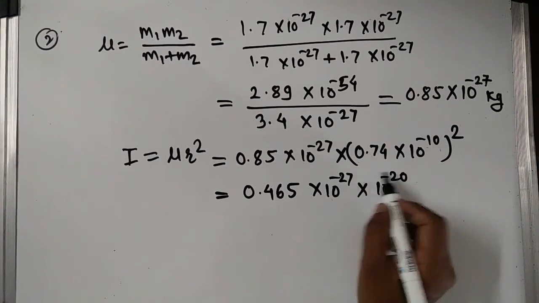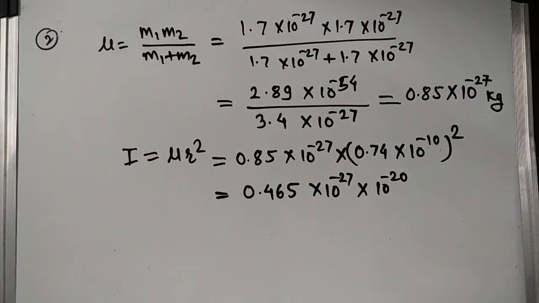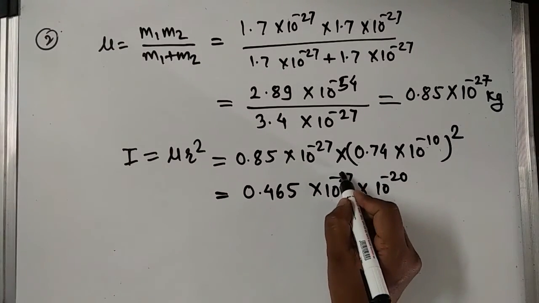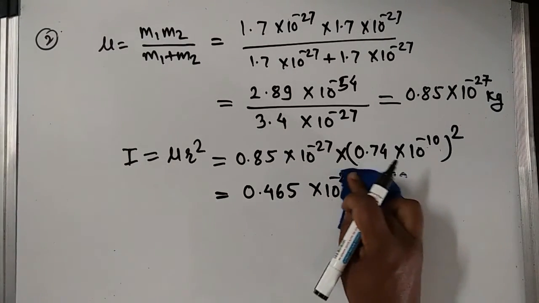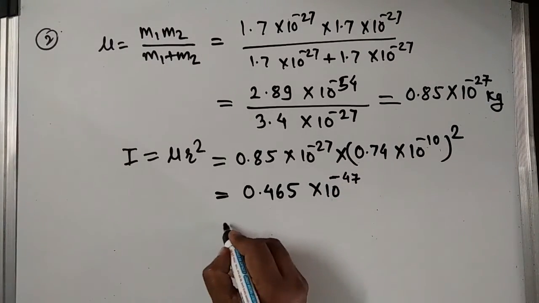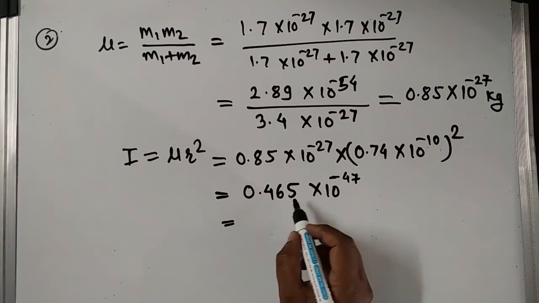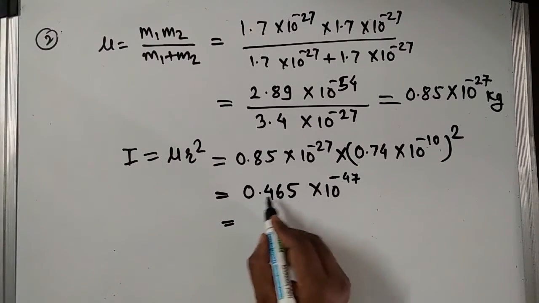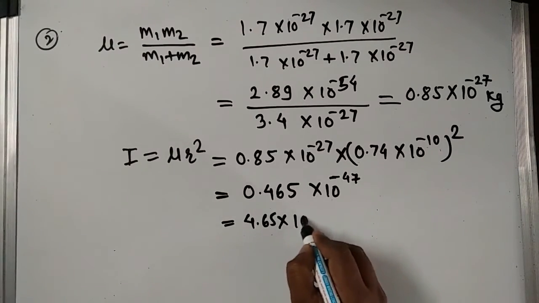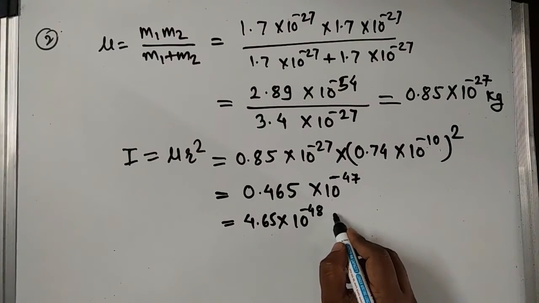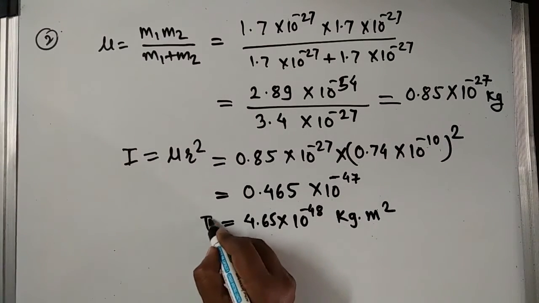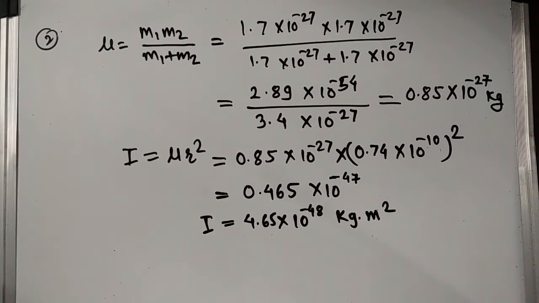So minus 27 plus minus 20 is minus 47. If I convert it, I'll write it as 4.65 into 10 raised to minus 48. That quantity is in kilogram into meter square, so the SI unit of moment of inertia is kilogram into meter square.